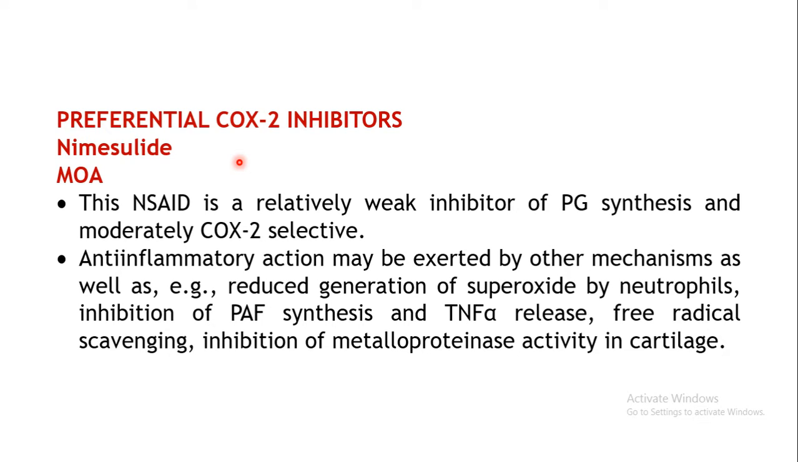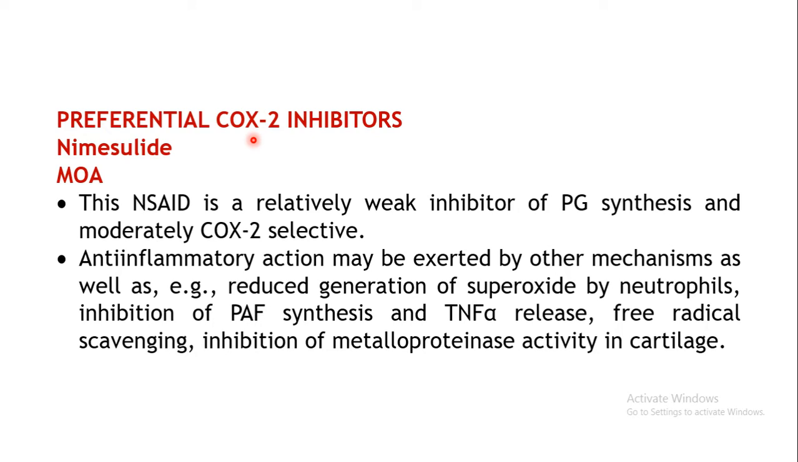So to overcome this problem, certain agents were introduced which were selective towards inhibition of the isoform COX-2, mainly which generates the PGs which are involved in the pathological role, that is inflammatory processes and so on. There are several further classes. This is the second main class actually, preferential COX-2 inhibitors. As the name implies, these drugs preferably inhibit COX-2 as compared to COX-1. So they are more selective.